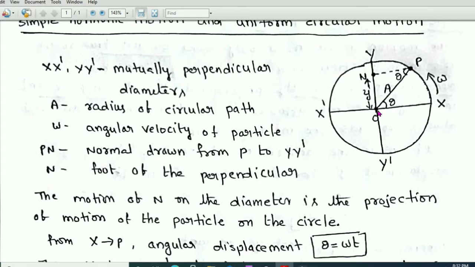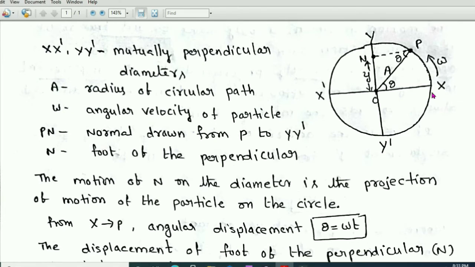Here the mean position is O. With respect to this mean position, the foot moves to and fro. That is nothing but to and fro motion, which we can consider as simple harmonic motion. The motion of the foot along the Y dash diameter is the projection of the motion of the particle on the circular path. That means both motions are similar. As the particle moves along the circular path, the foot moves along the Y dash diameter.